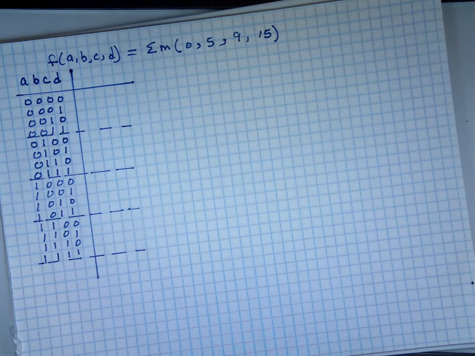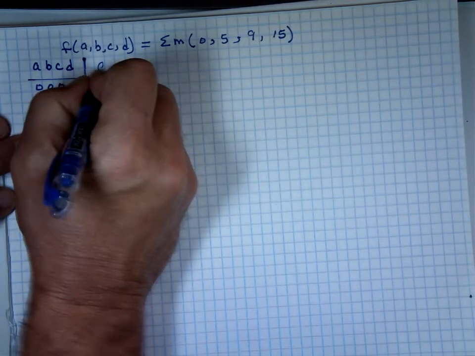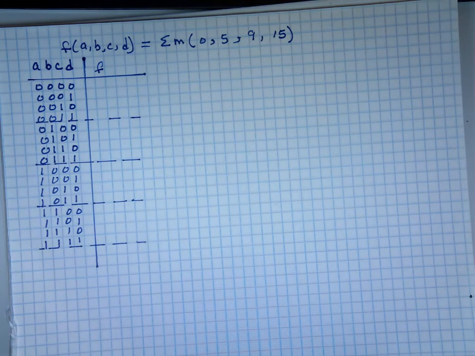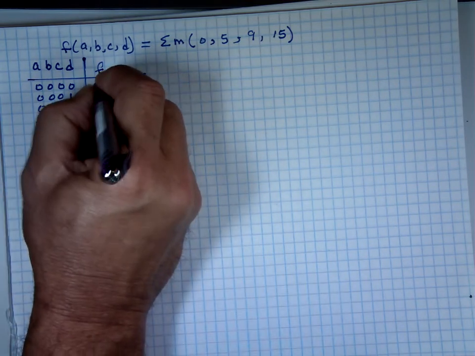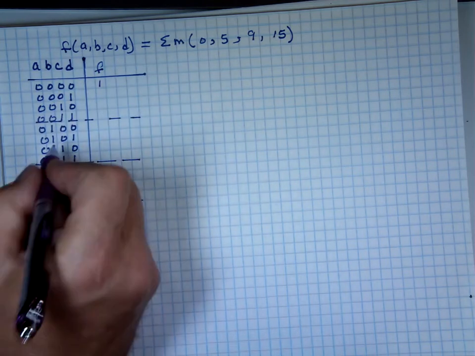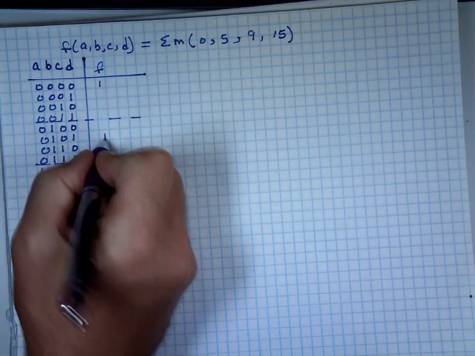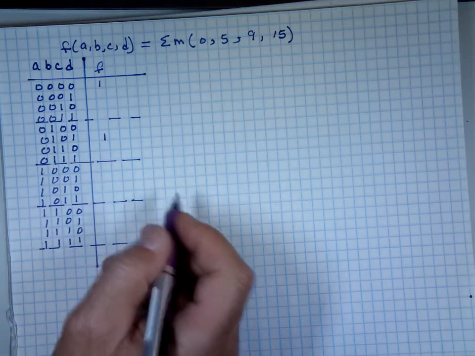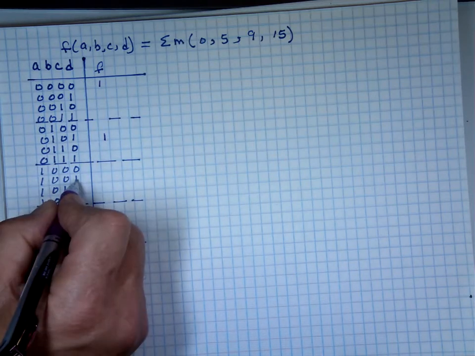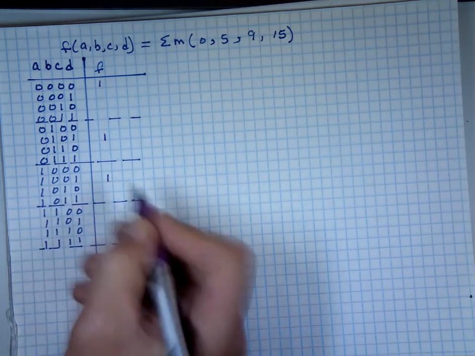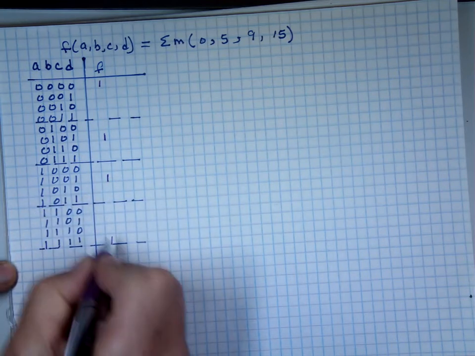And this is my F. F has a value of 1 where? At 0, at 5, at 9. 9 is what? 8 and 1, that's 9. At 15. And the rest of them are zeros.